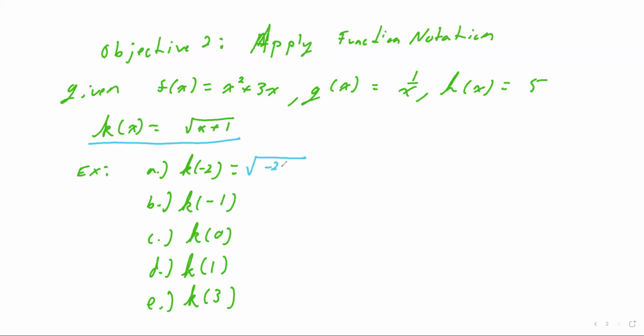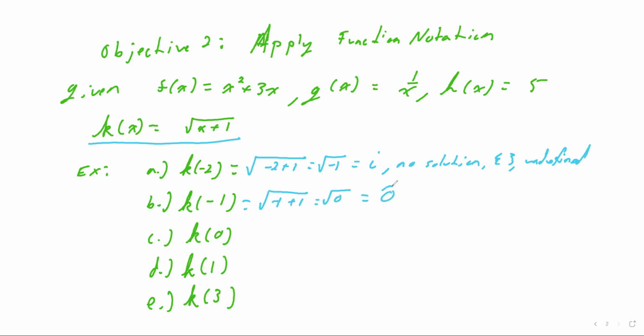So we see the square root of negative 2 plus 1 gives us the square root of negative 1, which we know is i. Or in some situations, it'll also be a no solution if they're asking for real answers, which you could just say the empty set, or you could even say undefined. On the test, I would accept any of these answers. On your homework, I don't know which one it's going to really ask you. Then we can do the negative 1. So this will just be negative 1 plus 1, which we see is the square root of 0, which is 0. That would be your answer.